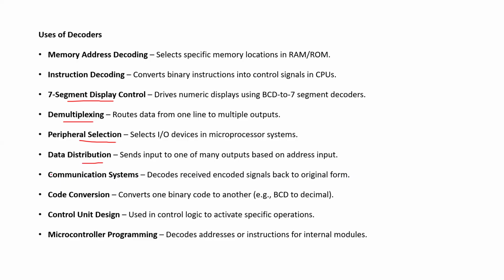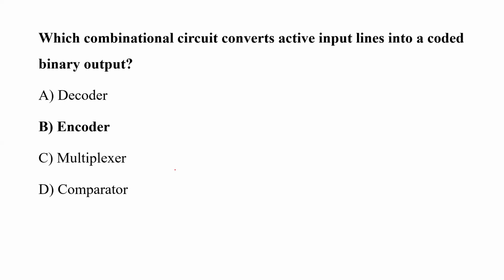And communication systems: the decoder receives the encoded signal and gives back the original form. Code conversion converts one binary code to another, and control unit design, microprogrammed control, and microcontroller programming will also use these. For every topic we can see some of the PYQs as MCQs. It is best to identify the pattern of how they ask.